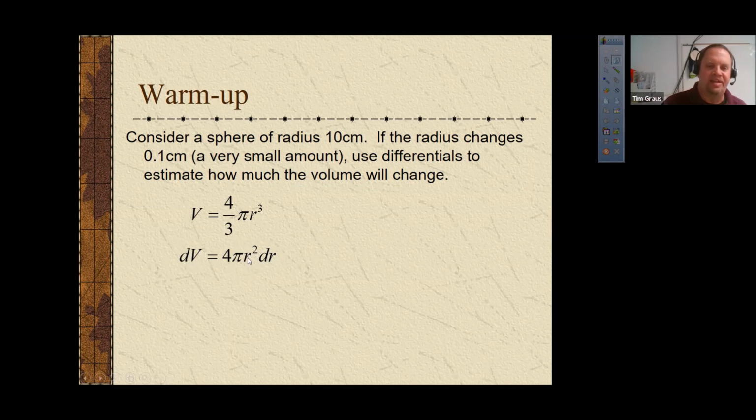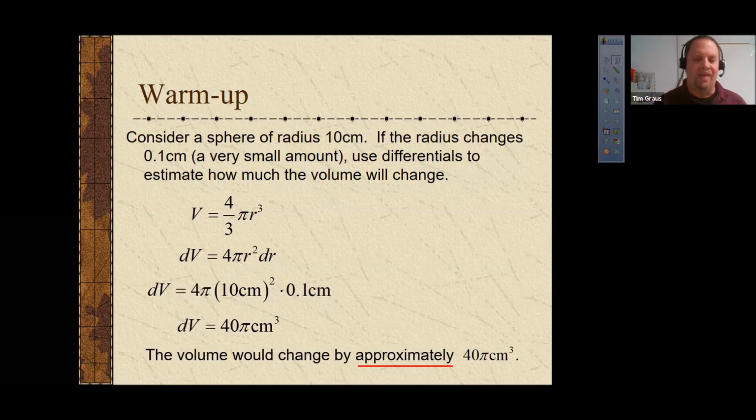Now we'll plug in 10 for the radius, plug in 0.1 for the change in r. And by doing this calculation, 4 times pi times 100 times 0.1, we wind up with 40 pi cubic centimeters. That is our estimate for how much the volume would change.